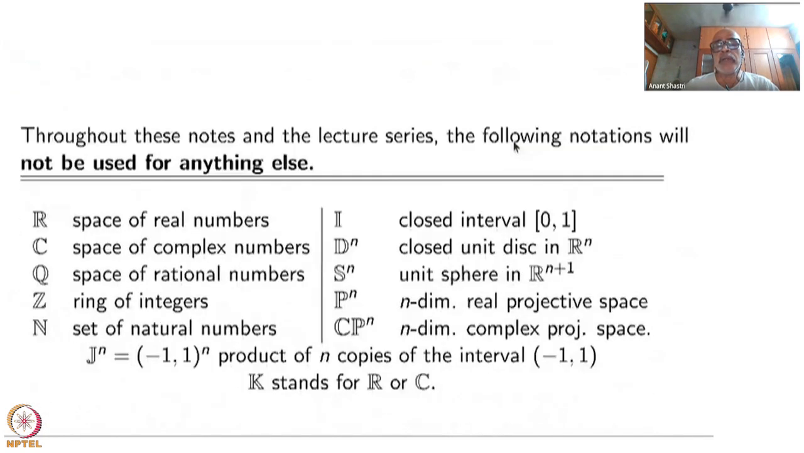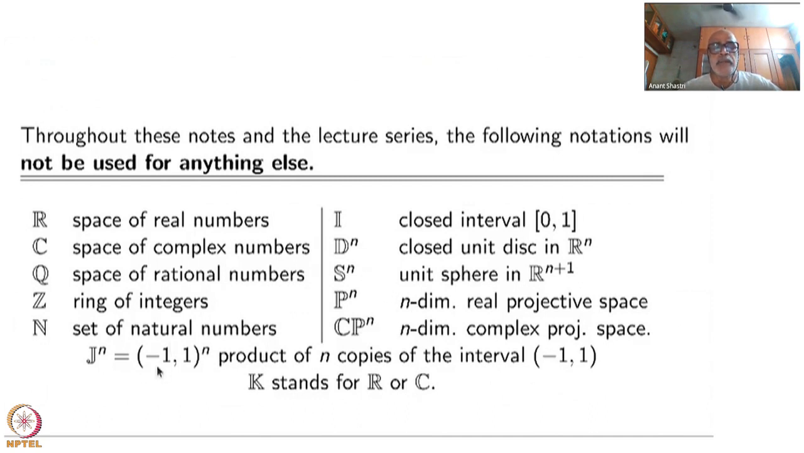Let me recall these notations which I have already introduced to you. These notations will not be used for any other thing during this course. So they are kind of frozen. Especially, these are all standard ones, of course. These Euler fonts are C, Q, Z, N. In addition, I will also be using this Euler font I for the closed interval [0,1], Dn for the closed unit disk, Sn for the unit sphere. Pn and CPn come very rarely, but I have also standard notation. I don't use it for any other thing.